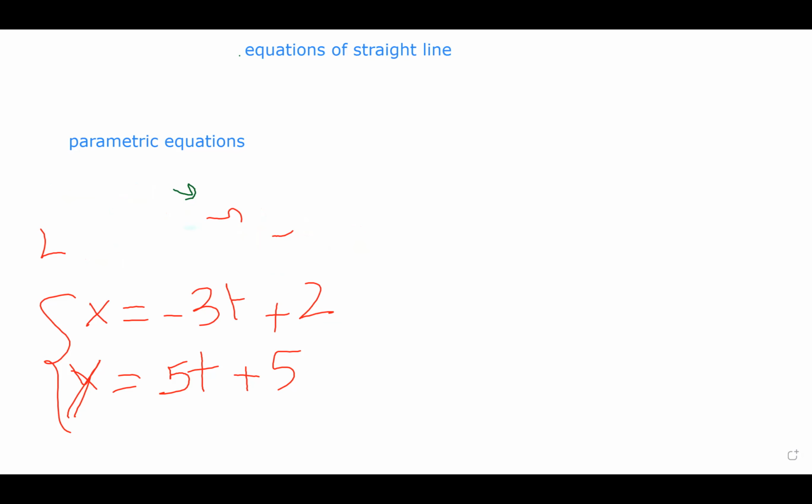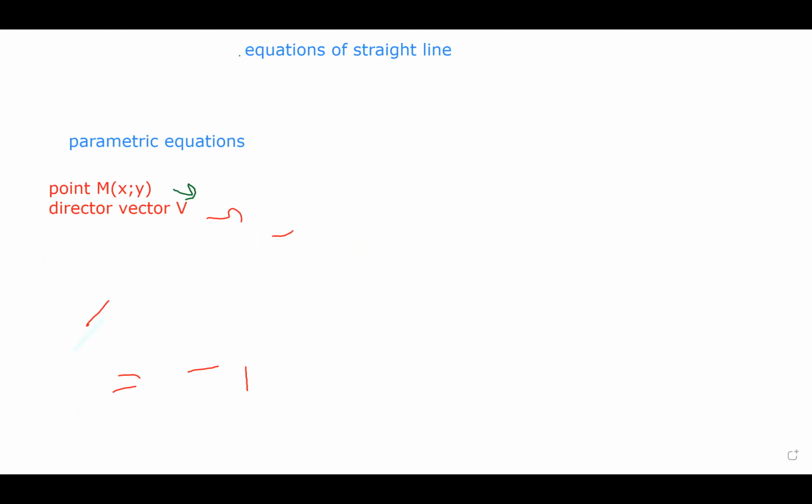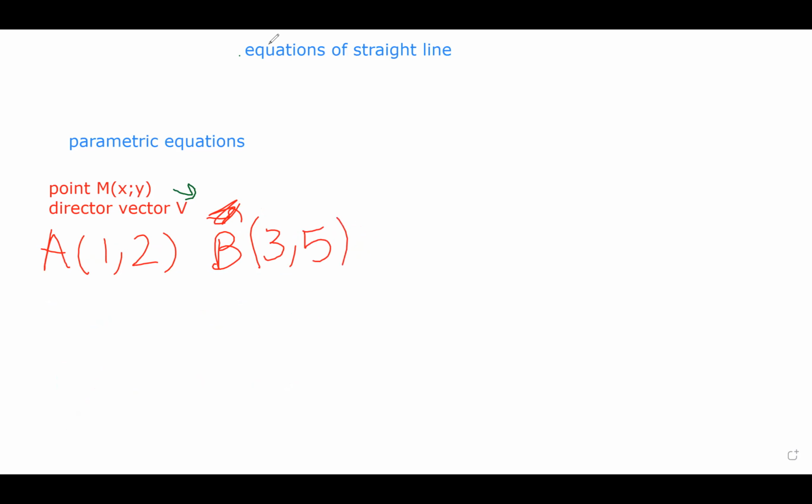So if I have a point and a directing vector, the parametric equation is very easy to find. But what if I have, for example, suppose the given is, pay attention, this is new but it's very easy: point A, which is 1, 2, and point B, which is 3, 5. How do I find the parametric equation? We don't have a directing vector. So what should I do?